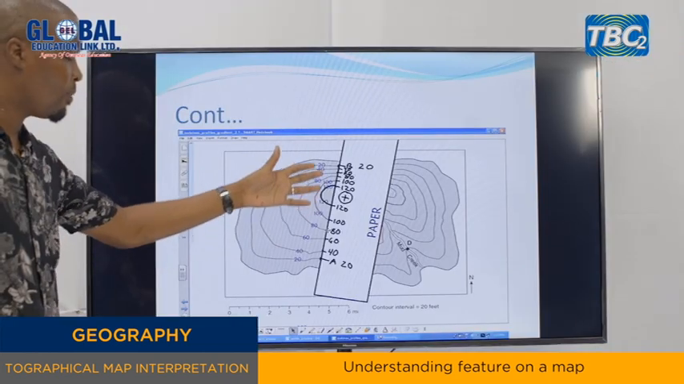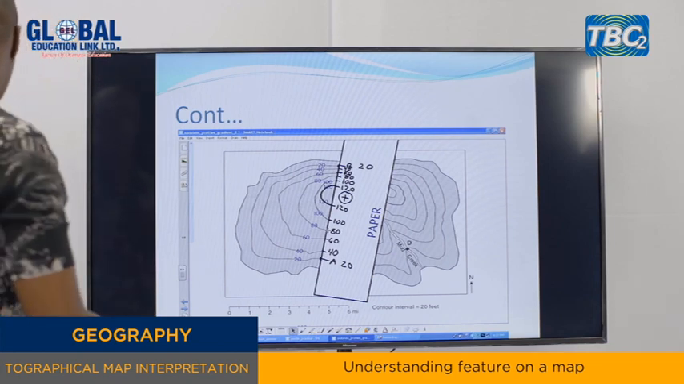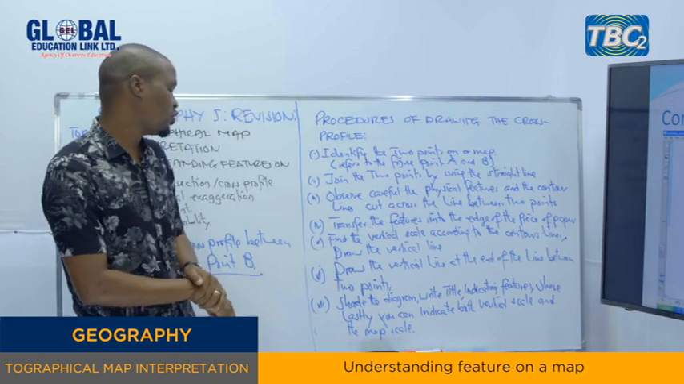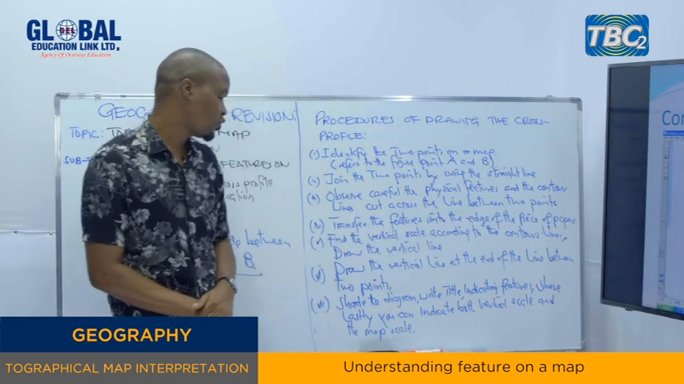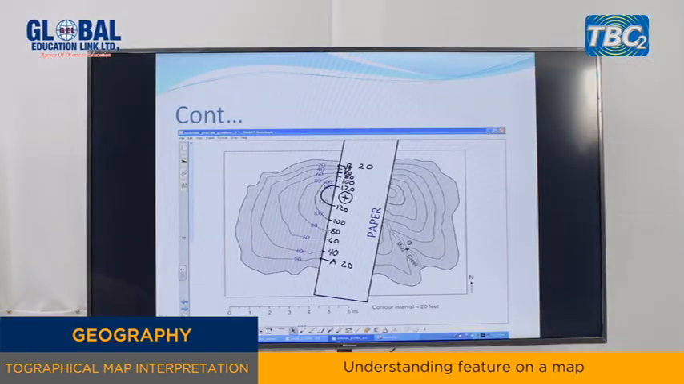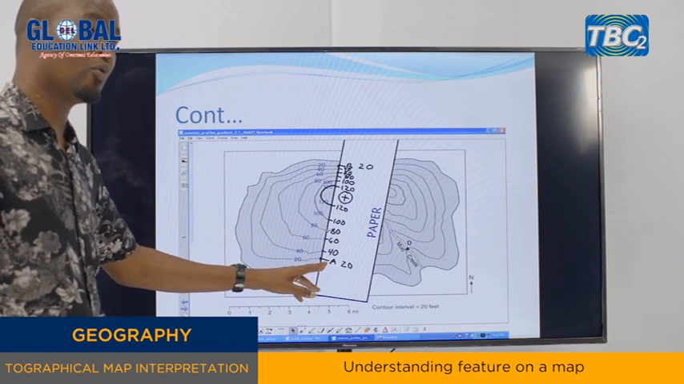On your map, mark the two points onto the edge of a piece of paper. Thereafter, you have to follow another step, which is finding the vertical scale according to the contour lines and drawing the vertical line. It means you have to observe your contours carefully.